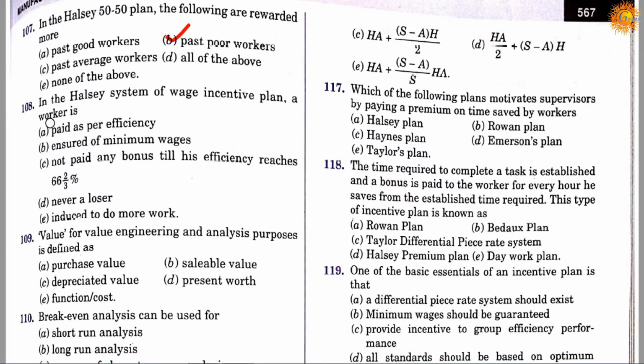Question number 108. In the Halsey system of wage incentive plan, a worker is option A, paid as per efficiency. Option B, ensured of minimum wages. Option C, not paid any bonus till his efficiency reaches 66 2/3%, option D is never a loss, and option E is induced to do more work. So correct answer will be B. In the Halsey system of wage incentive plan, a worker is ensured of minimum wages.